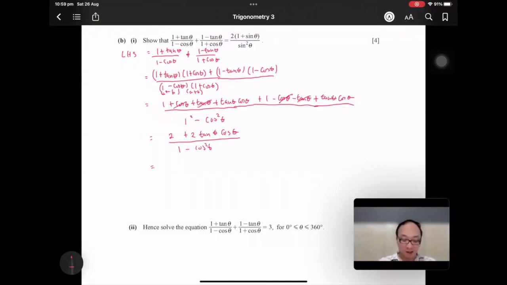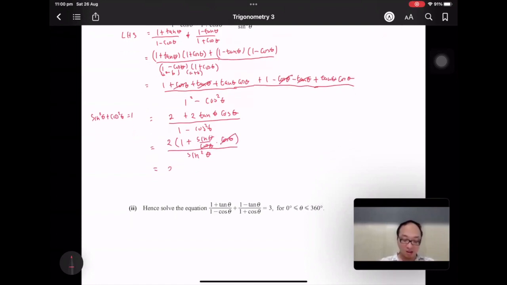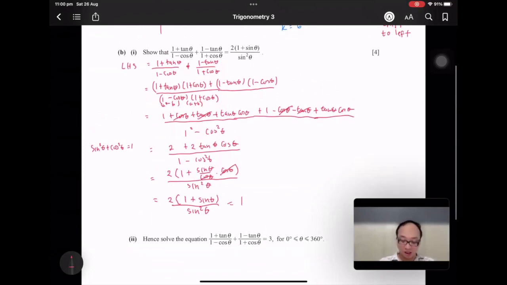So from here, I can change tangent theta. I factorize 2, 1 plus tangent, and I change it into sine theta over cos theta, over 1 minus cos squared theta, which equals sine squared theta. Use the identity sine squared theta plus cos squared theta equals 1. So in here, I can cancel the cos. So it's equal to 2, 1 plus sine theta over sine squared theta. And this is equal to the right-hand side.